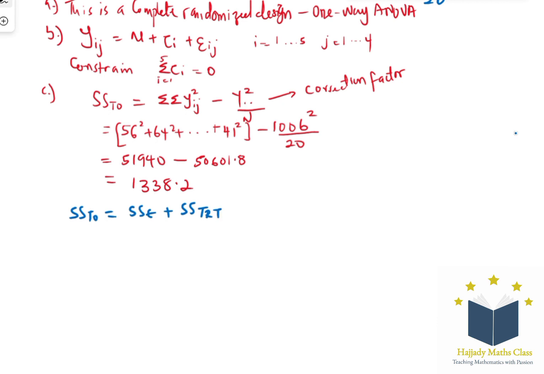So I've calculated my SS total. There's a need for me to calculate my SS treatment. Calculating my SS treatment, I'm going to use two formulas here. The first formula is the double summation of (ȳi. minus the grand mean) squared. So using this formula, we're going to have ȳi. minus ȳ..